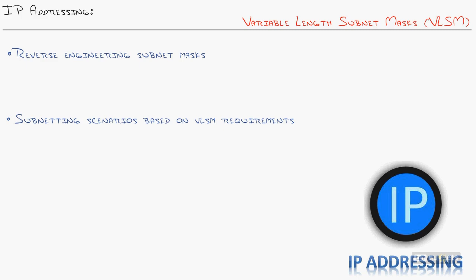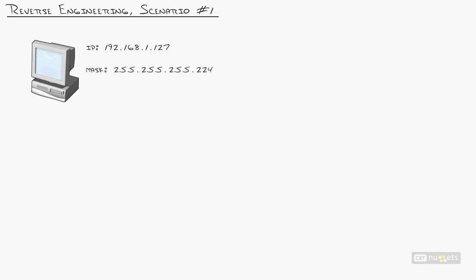It's the final nugget on subnetting. Woohoo! At least for now. Two big topics to cover. Number one, reverse engineering subnet masks, which is actually the most common form of subnetting, but thankfully also the easiest. And then the pinnacle of all subnetting knowledge, subnetting based on variable length subnet mask requirements. Let's start off with reverse engineering a subnet mask.